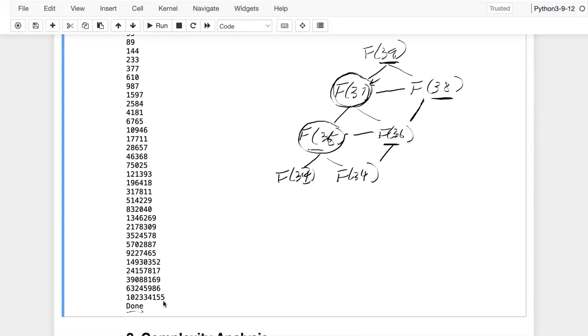Okay, so let's do one more step. So this will be 32, 33, and then it also depends on 33, right? So this is 31, 32. So 33 will depend on 33 and 32.